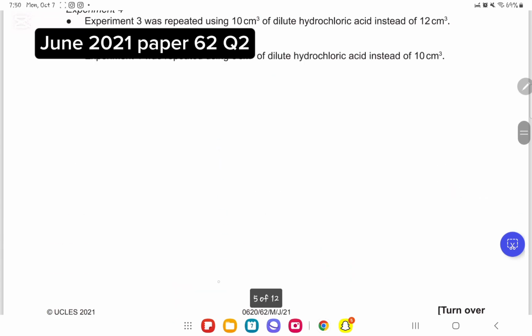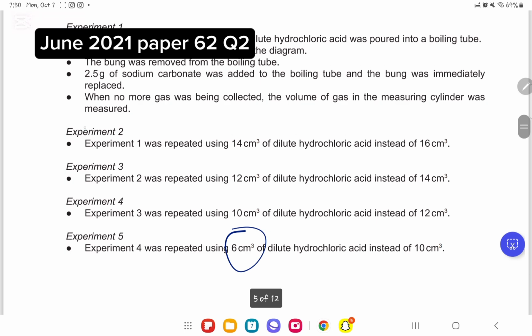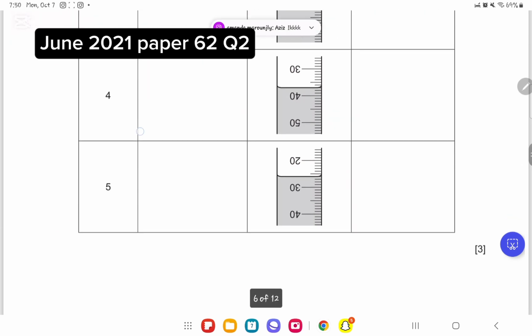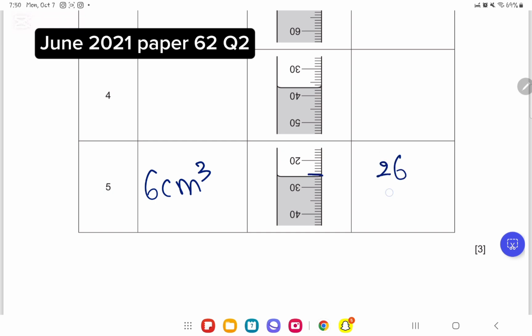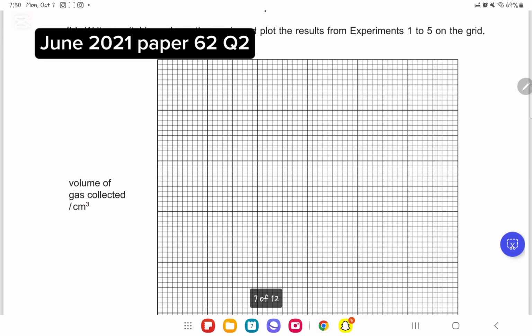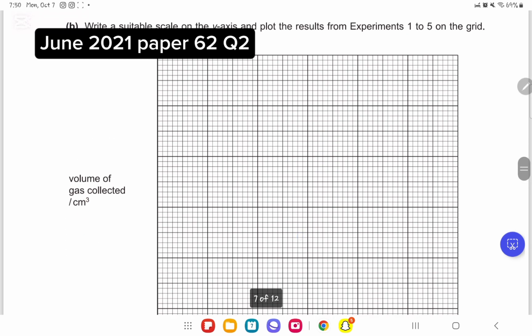Then finally, for experiment number 5, we used 6 centimeter cubed. So here we used 6 centimeter cubed of hydrochloric acid, and then we collected approximately 26 centimeter cubed of gas. Now, part B: draw a suitable scale on the y-axis and plot the results from experiments 1 to 5 on the grid. Draw a straight line of best fit.